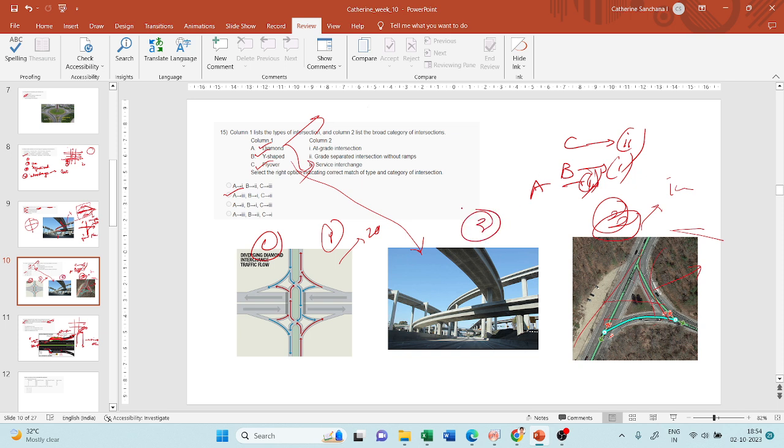A flyover is nothing but two or three roads crossing at different levels, but they do not have access to one another, which means they are simply grade separated intersections without ramps. They are called flyovers. So flyover, as I said, is a grade separated intersection without ramp. A Y intersection is an at-grade intersection, and we saw what a service interchange is, and diamond is an example of a service interchange. So the answer to this is option B.